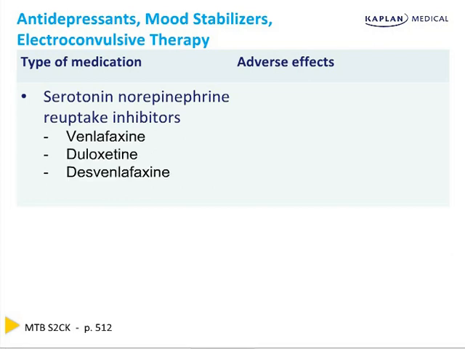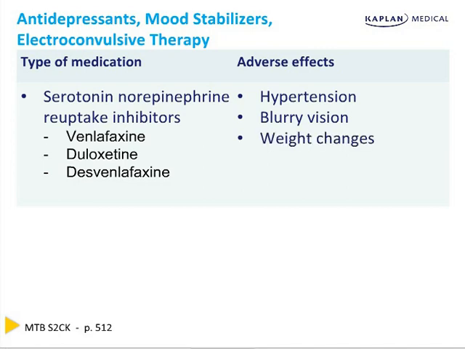The serotonin norepinephrine reuptake inhibitors, these are the SNRIs, are venlafaxine, duloxetine, and desvenlafaxine. The adverse effects here are hypertension, blurry vision, weight changes, sexual side effects, and GI disturbances. So just note that for SNRIs as well.